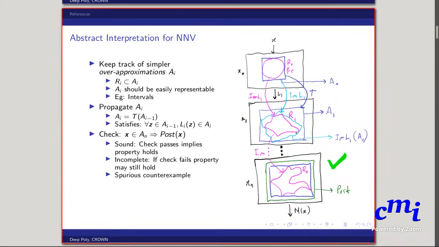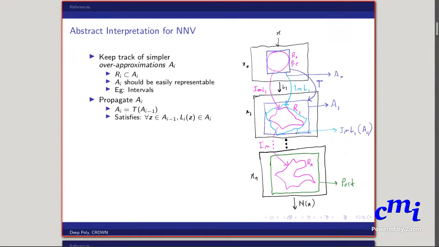And now what we know at the end is that this blue box is contained in this green box. And we know that the pink box itself is contained in the blue box. So we know that the pink region, however complicated it was, is contained in the green region, which is what we set out to prove, right? That the image of the pre should be inside the post. So this is the general strategy, right?